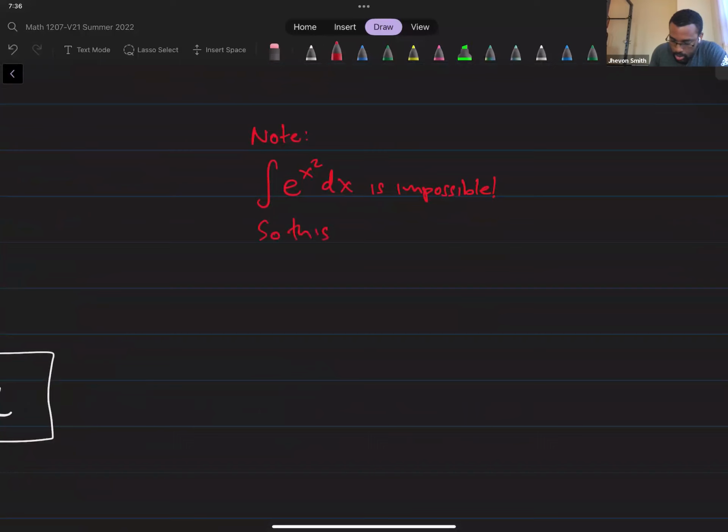So this is what suggested the initial substitution of t equals x squared.